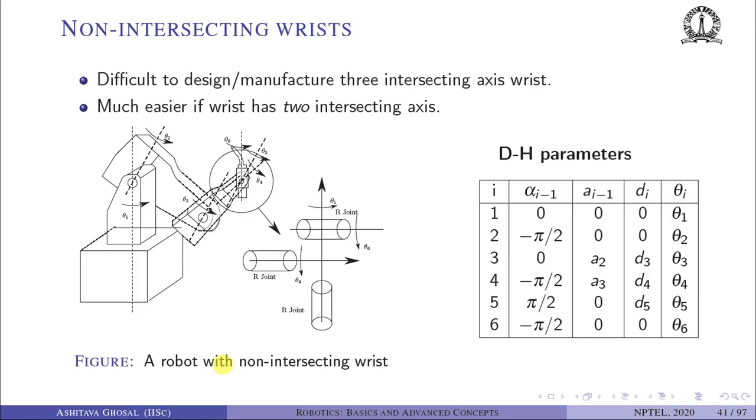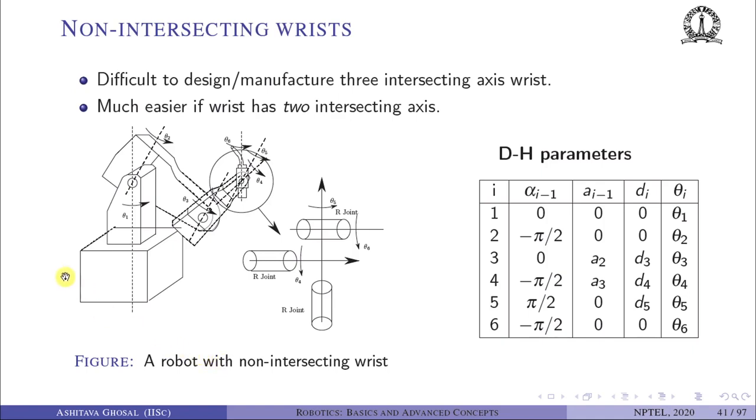Let's continue. What happens if you have non-intersecting wrist? So intersecting wrist problem is more or less solved. You know, we have four solutions, quartic, and then we can do this inverse Euler angle transformation and find the last three angles.